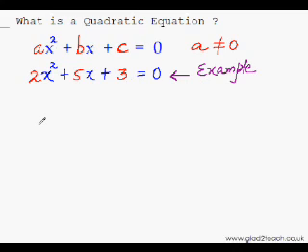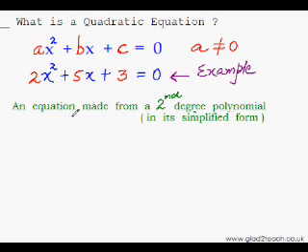So, in proper mathematical language, the quadratic equation would be defined as: it is an equation made from a second degree polynomial in its simplified form. That is, for any equation to be called a quadratic equation, it must fulfill two conditions. First is that it should be of second degree. That means that the highest power of x should be 2. And the second condition is that it must be a polynomial.